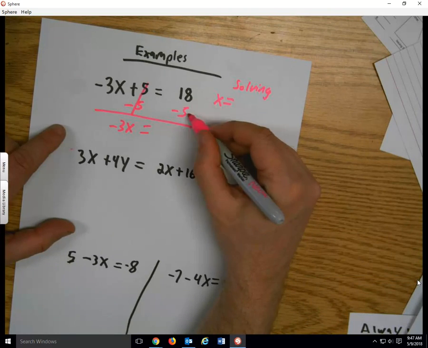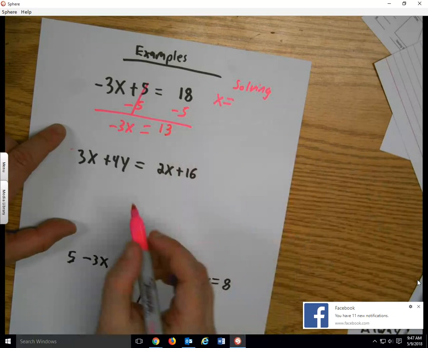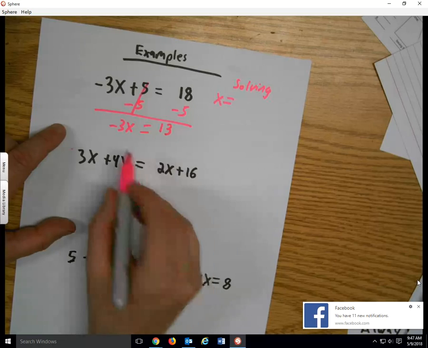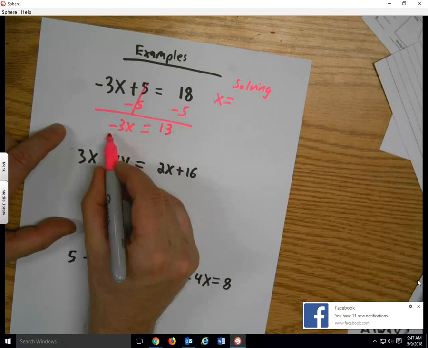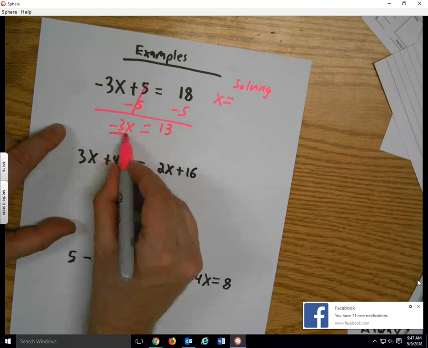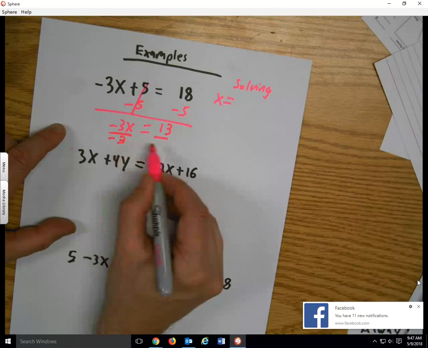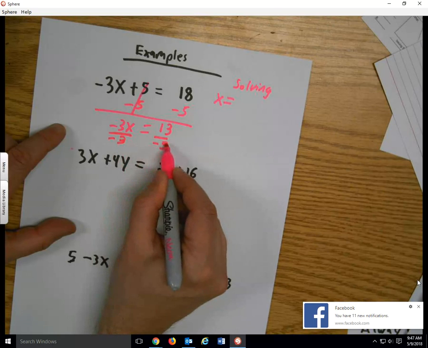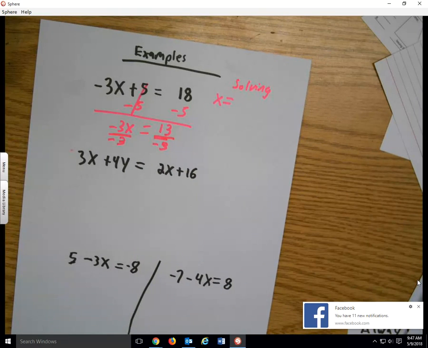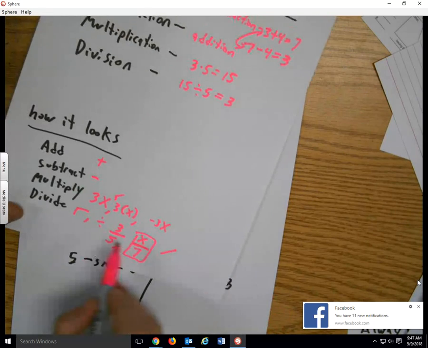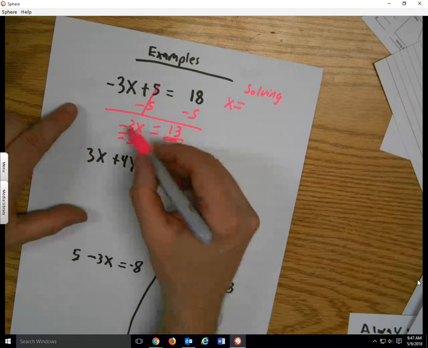And then 18 minus 5 would be 13. So what would be the last step here? Well, we said that if there's nothing in between the x and the negative 3, that it's multiplying. The last step then is to do the opposite, which is to divide. I'm representing division with this fraction bar, like I said I would do earlier, right? We said division is just a line. And we're dividing because it's the opposite of multiplication.